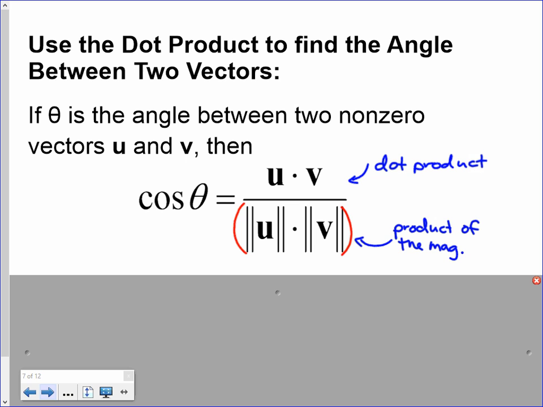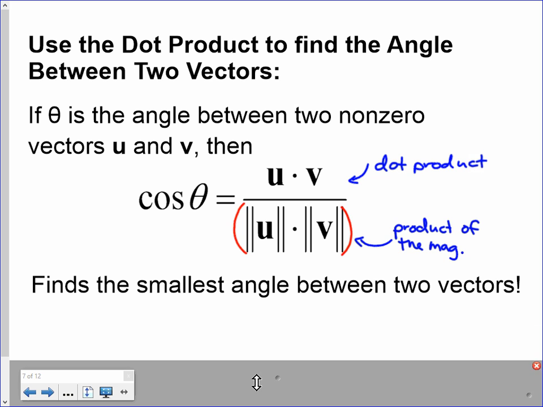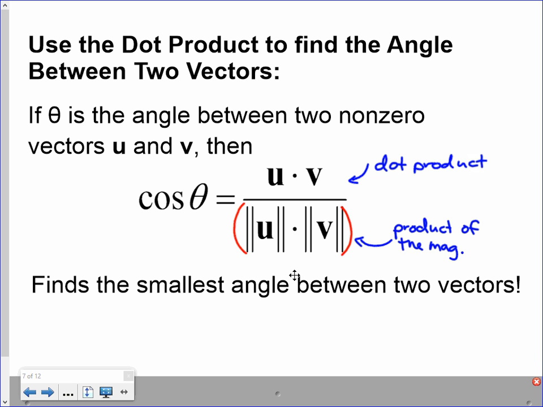And then finally, to solve for the actual angle, you'll still have to arc cosine or inverse cosine both sides. Because you're taking the inverse cosine of both sides, what are the possible values for theta that we're going to get out in the calculator? What does inverse cosine let you get in the calculator? 0 to 180. Okay. So when we find the angle between two vectors, we're going to get an angle between 0 and 180, which means we're finding the smallest angle between the two vectors.